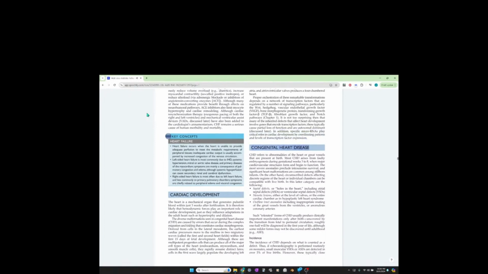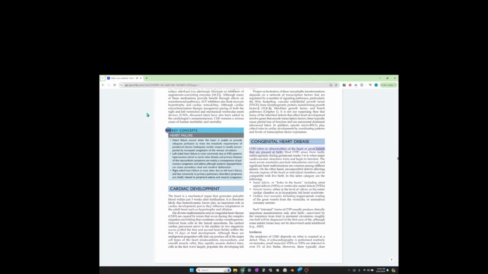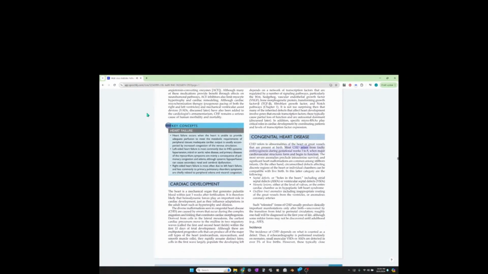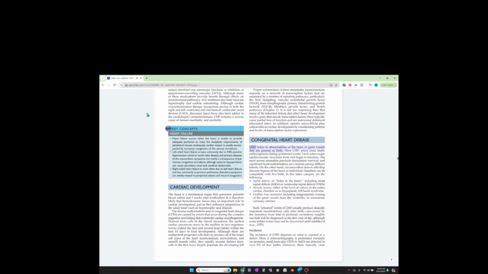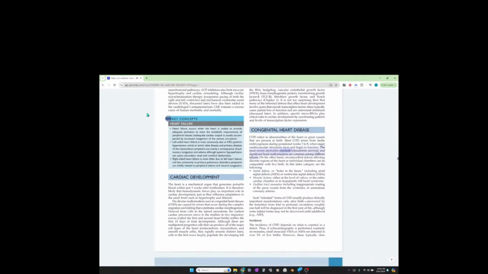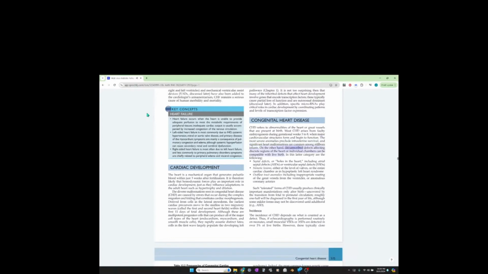Congenital heart disease. CHD refers to abnormalities of the heart or great vessels that are present at birth. Most CHD arises from faulty embryogenesis during gestational weeks 3 to 8, when major cardiovascular structures form and begin to function. The most severe anomalies preclude intrauterine survival, and significant heart malformations are common among stillborn infants. On the other hand, circumscribed defects affecting discrete regions of the heart or individual chambers can be compatible with live birth.